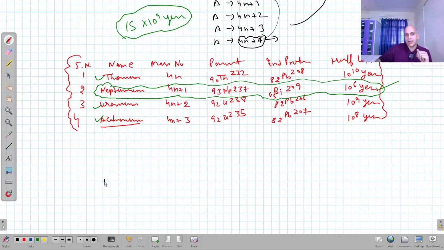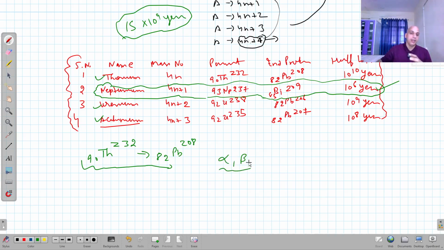Now, usually a question is asked that if I consider, for example, the thorium series, the first series, that starts with 90 thorium 232, and this is the end product, 82 lead 208. You can be asked to tell how many alpha particles and beta particles will be emitted in this series. So you can calculate very simply the difference between the mass numbers first of all. It is 232 minus 208, which is 24. A 24 mass number difference means 6 alpha particles will be emitted.